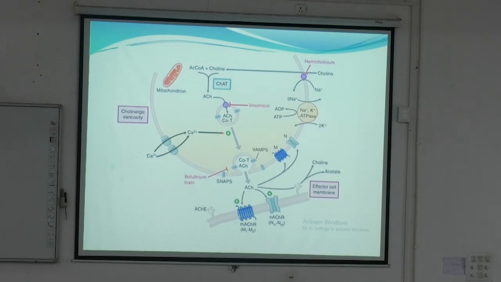So after that, the exocytosis occurs. This exocytosis again is blocked by the botulinum toxin. So there is one toxin known as the botulinum. This toxin can block this exocytosis. Okay. So these three: hemicholinium, vesamicol and botulinum toxin. Very important. So acetylcholine synthesis, how it is synthesized, what are the steps and what are the blockers? This is very important.